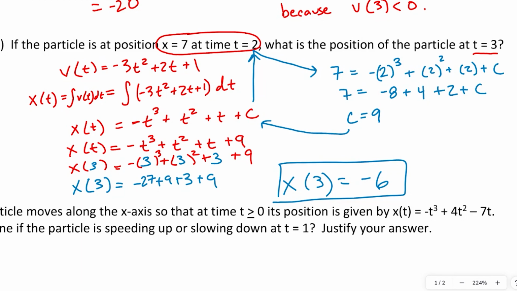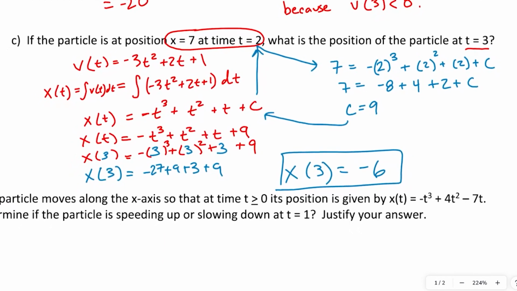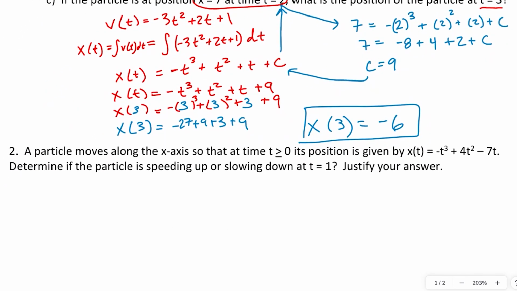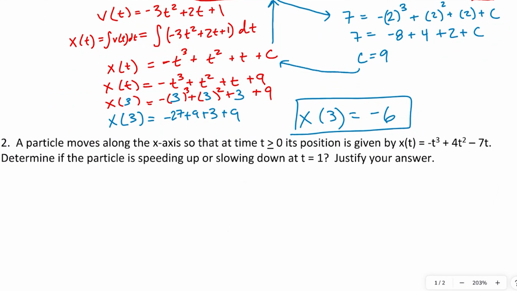All right. Let's try one that's a little trickier here. It says a particle moves along the x-axis so that for positive t values, its position is given by this position function. So we're calling the position function x. Determine if the particle is speeding up or slowing down. So what does it mean for a particle to be speeding up?